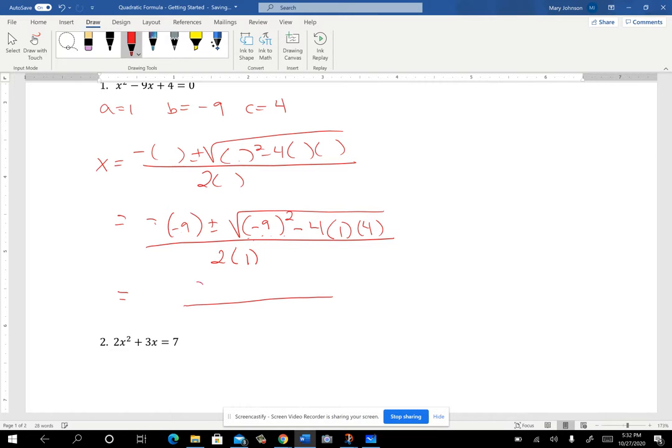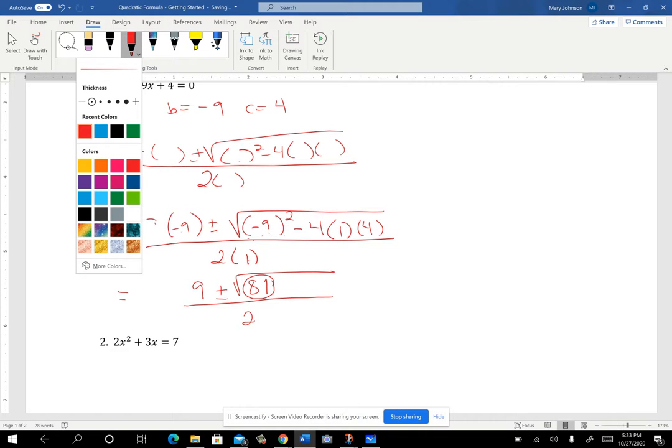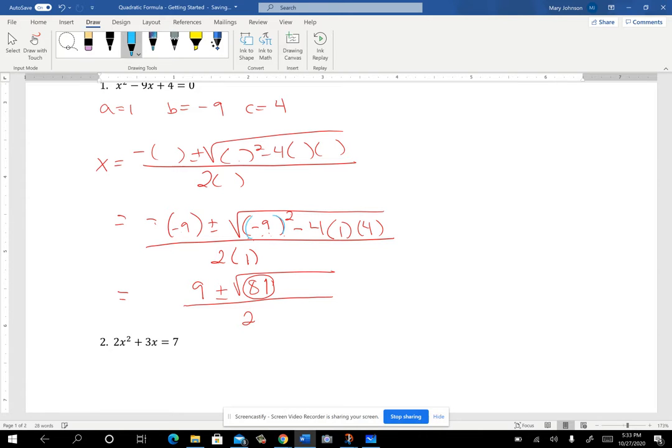So the opposite of -9 is 9. 2 times 1 is 2. Then under the radical, this -9 got squared. That's -9 times -9. That's 81. Okay, try to really hear me on this. Under the radical is where people make the most mistakes. This first number is always going to be positive because whatever the B value is, you're going to be squaring that. Try to get your math symbols to say what they mean. So don't get lazy on this.